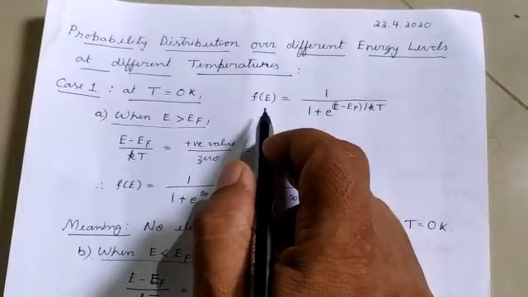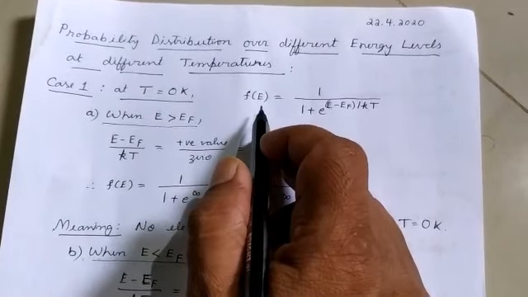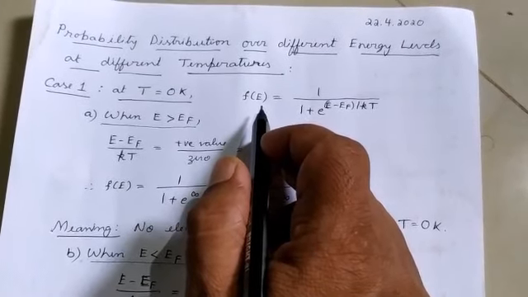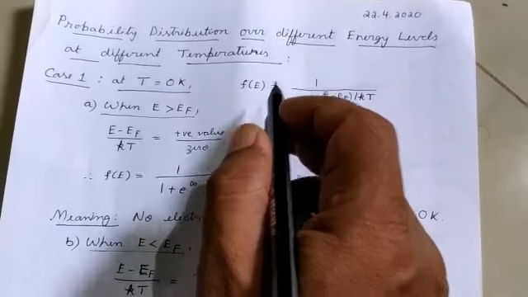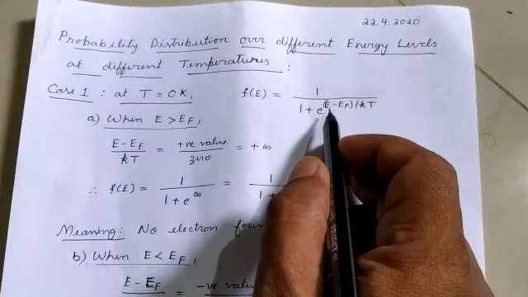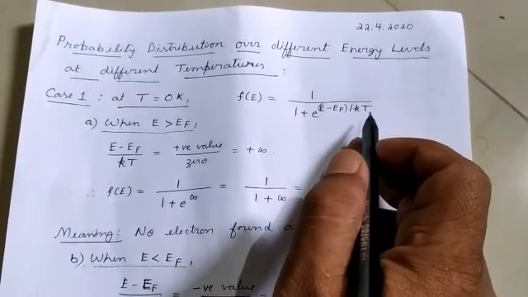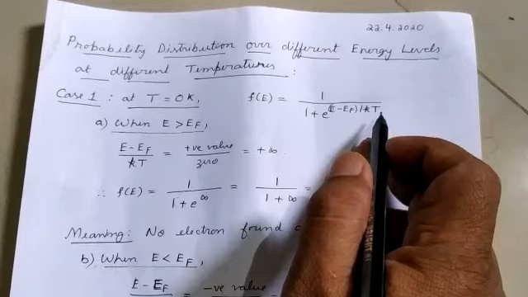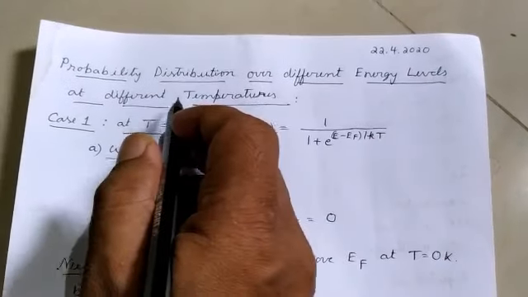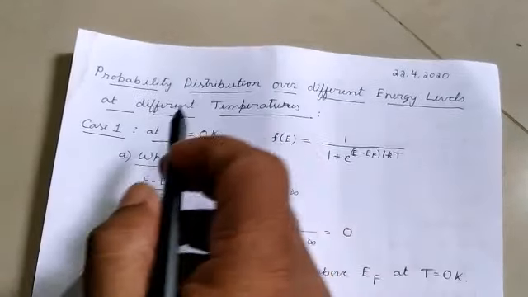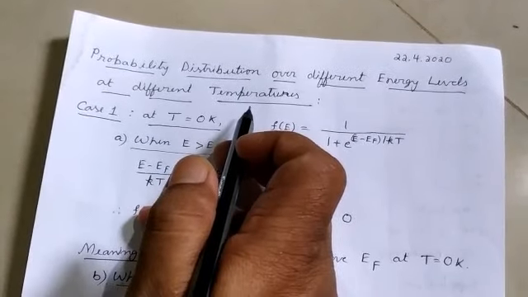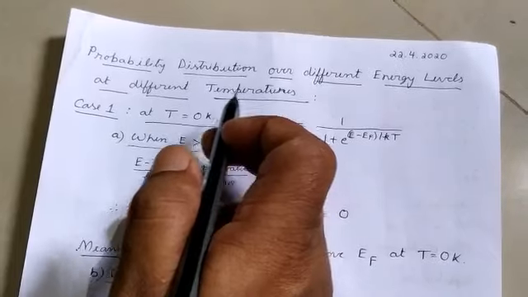Here we see that this is actually the probability function which gives us the probability that a given energy level E is occupied, and this function depends upon the energy level E itself, and also upon the temperature T. Therefore, now I am going to talk about the probability distribution over different energy levels and at different temperatures. So let us take the first case.